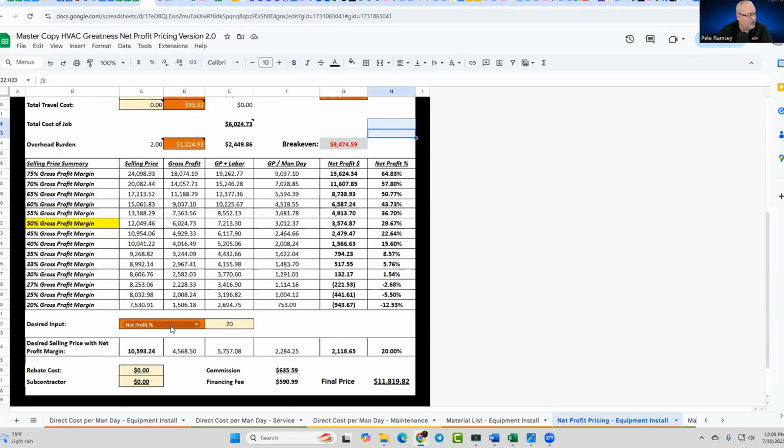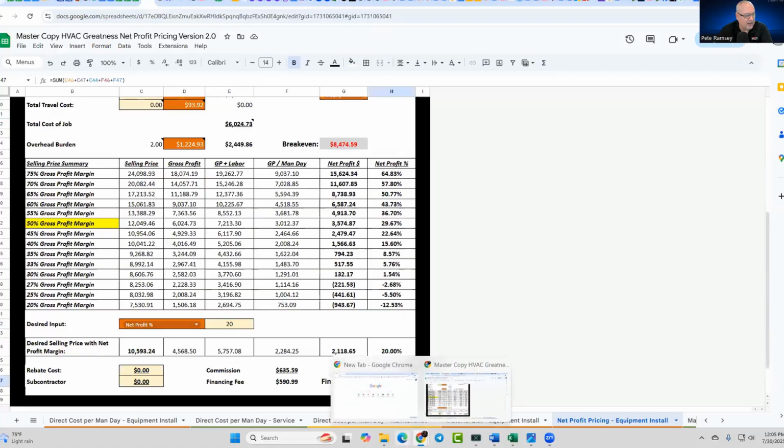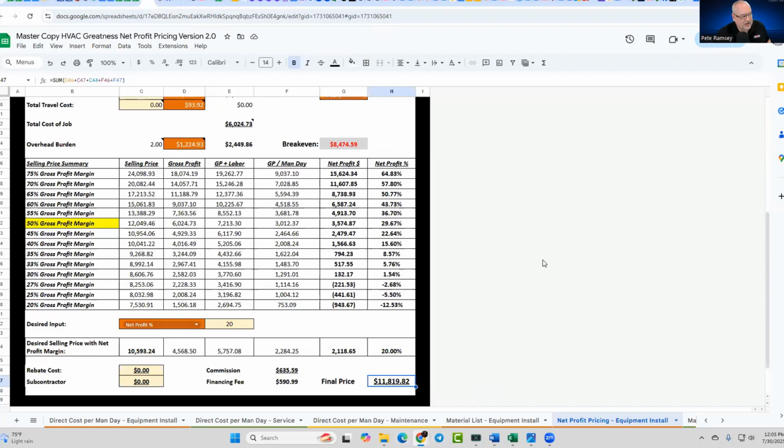Now, if I use the net profit method, let's say I'm shooting for 20%, this would give me a price of $11,819.80, but 82 cents. But what would have happened had I used the gross profit method? Let's see. Gross profit, and we use that 50%, I'd have charged a lot more money, $13,444. And again, switching back to net profit, 11,008.